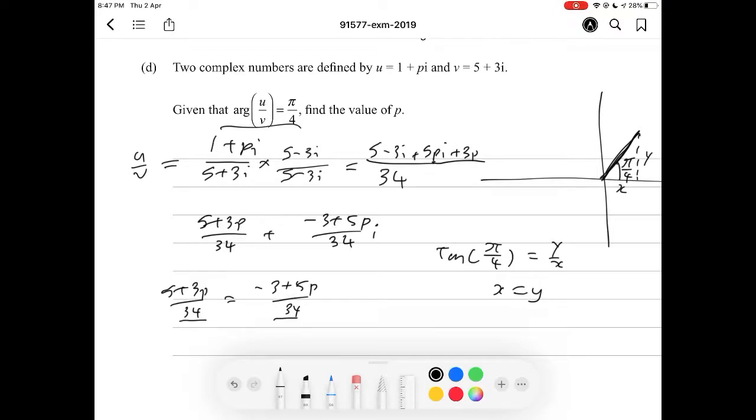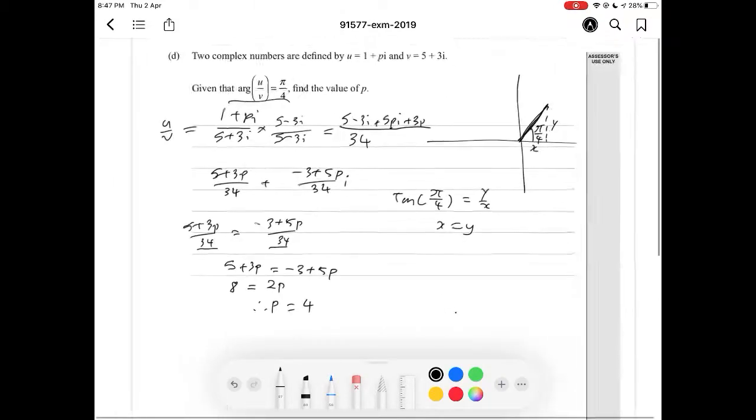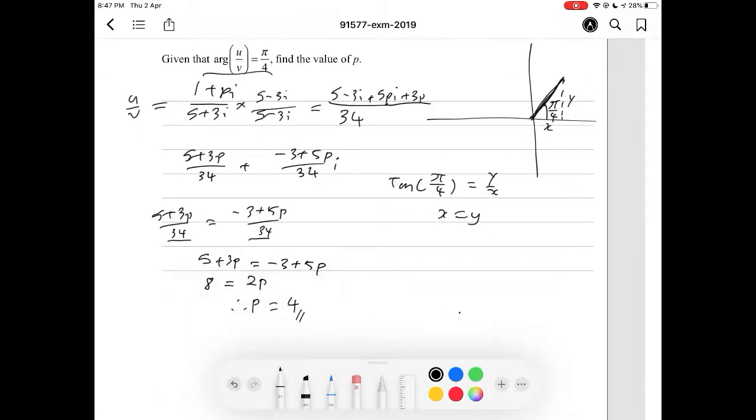Okay, they have the same denominator, so you can just ignore them and equate the numerators, even more handy. So 5 plus 3p equals negative 3 plus 5p. If we move negative 3 to the other side, we have 8 equals 5p minus 3p, which is 2p. Therefore, we have p equals 4. And that should be your final answer for this question.